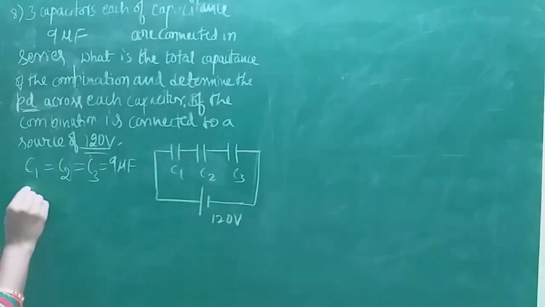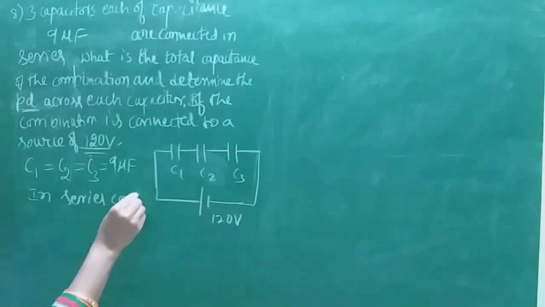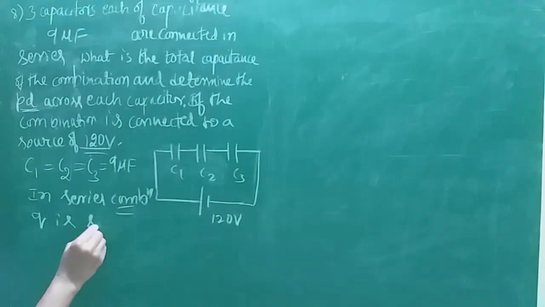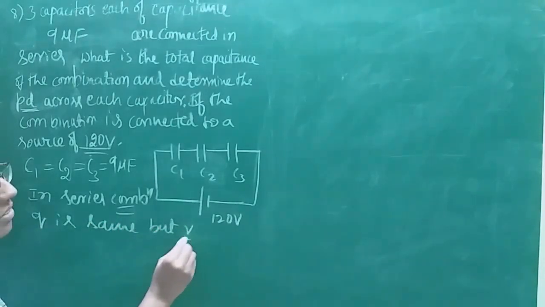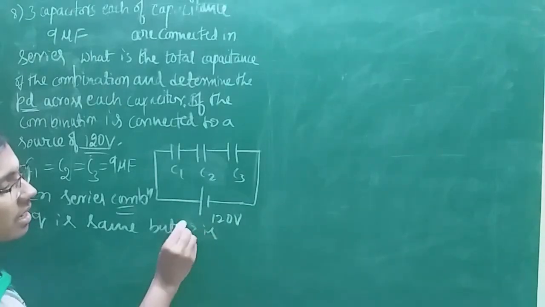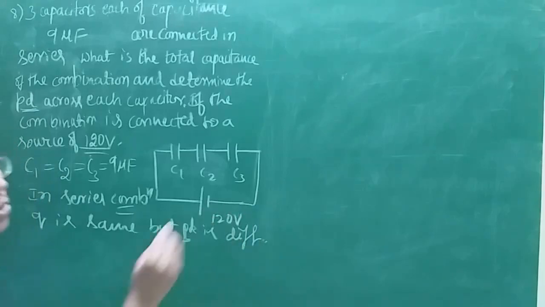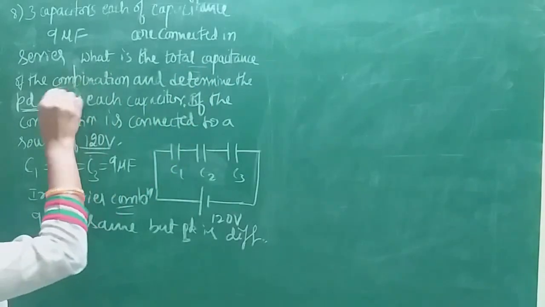So in series combination, we know charge is the same, but potential difference is different. Right? Potential difference is different. That we know while discussing the theory. So they have asked to calculate the total capacitance of the combination.